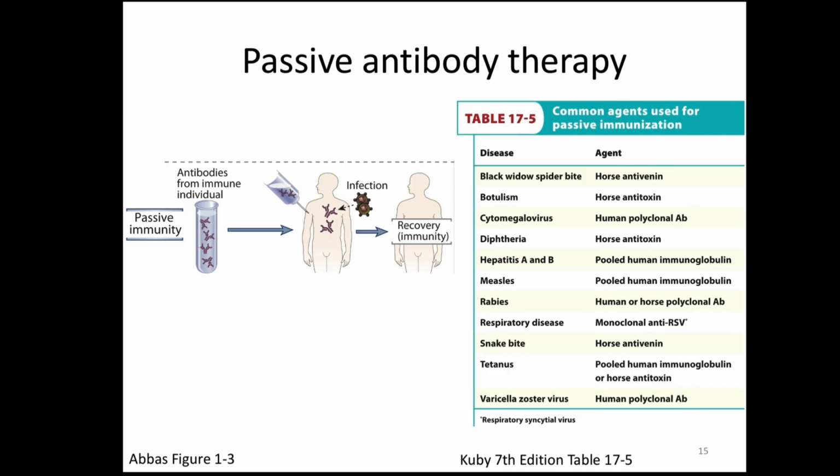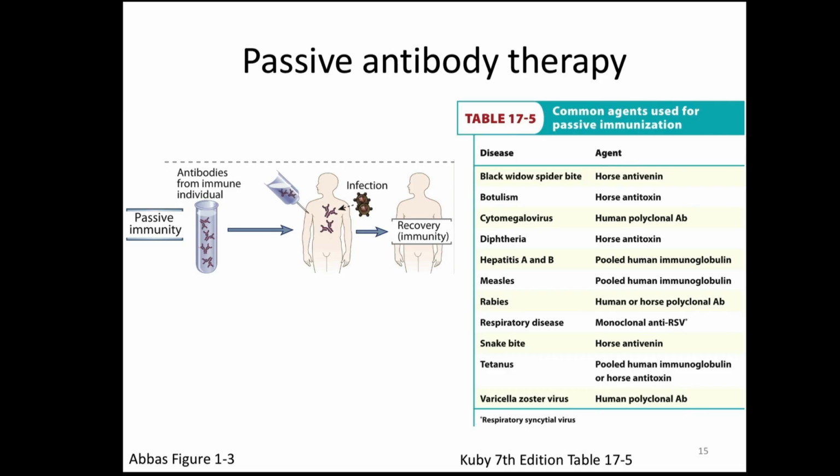Basically what they've done here is they've made antibodies in a horse. One of the reasons why this is useful is because horses are big and have lots of blood and thus make lots of antibodies. So we've got these antibodies made in this horse, okay? So I want you to imagine that you get a black widow spider bite and I treat you with passive antibody therapy with horse antivenin.